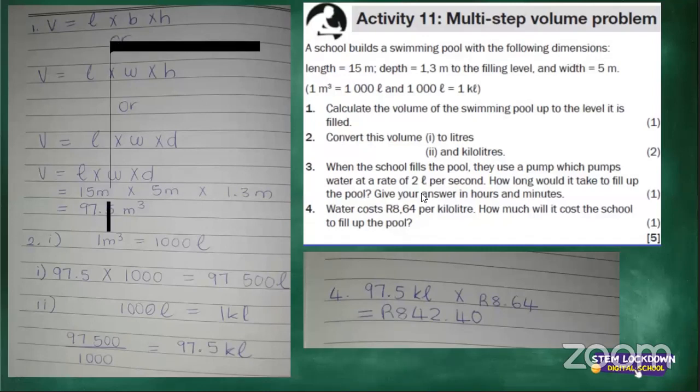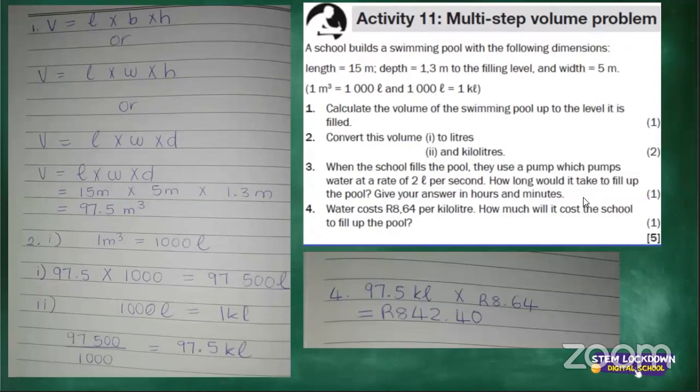So the question was, when the school fills the pool, they use a pump which pumps water at a rate of 2 liters per second. How long would it take to fill up the pool? Give your answer in hours and minutes. We had already calculated the volume in liters, which we found to be 97,500, as you can see on the screen. 97,500 is the volume. Then now they are giving us the rate to be 2 liters per second. How long would it take to fill up the pool?